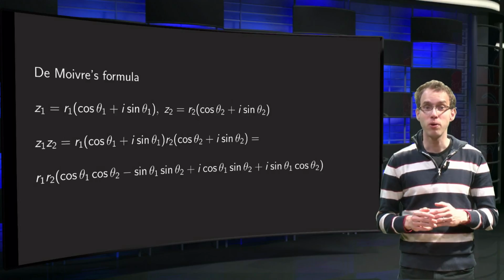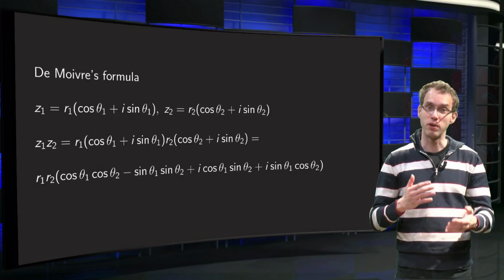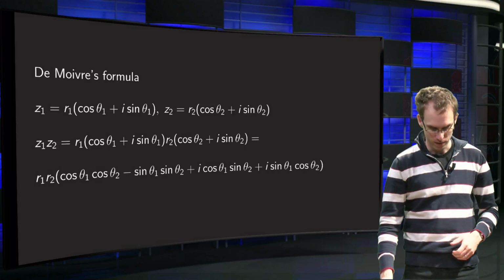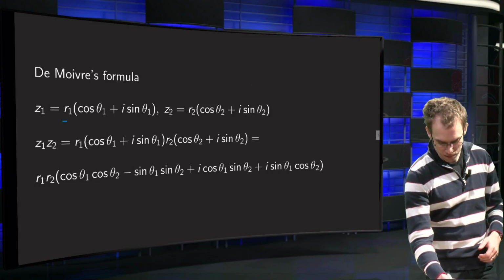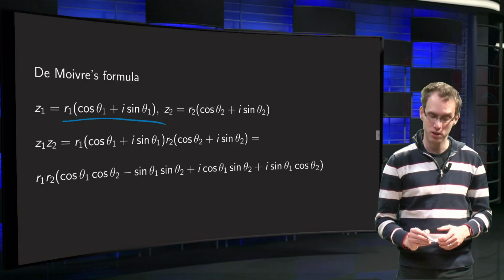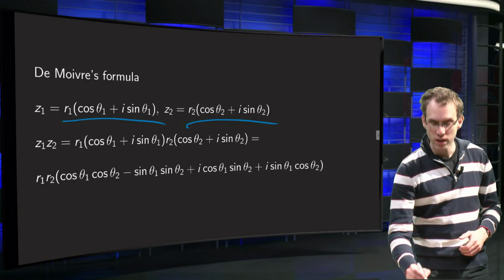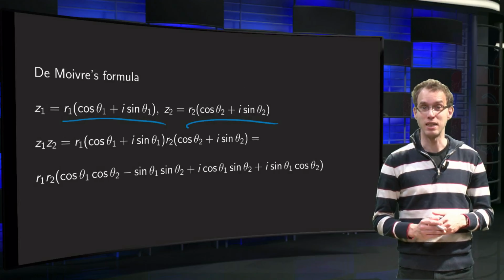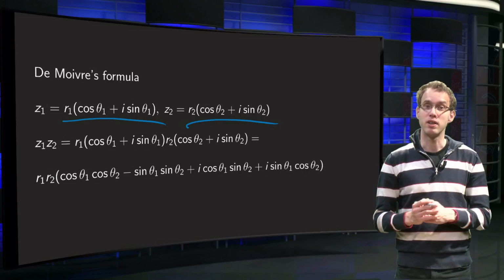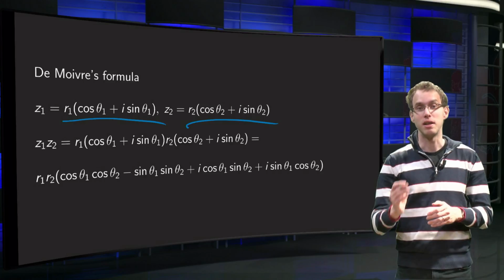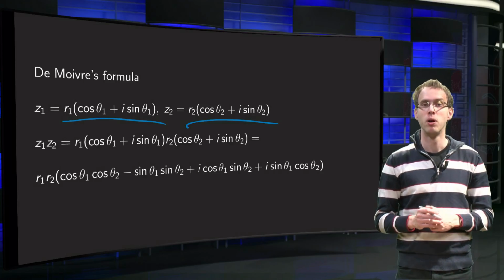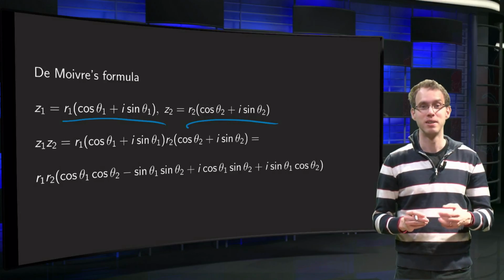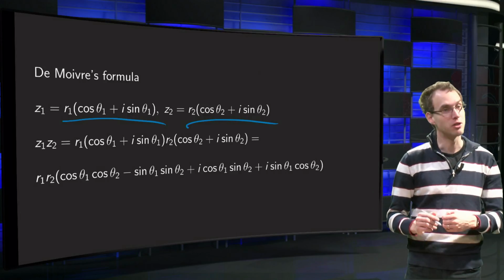Well, first of all, if we have two numbers, z1 and z2, we can write them both in polar form, like this. The first one has modulus r1 and argument theta1, the second one has modulus r2 and argument theta2. And of course we can multiply them, z1 times z2, in this polar form. Well, why would we do that? It's quite cumbersome, right? Yeah, that's true, but let's do it anyway.